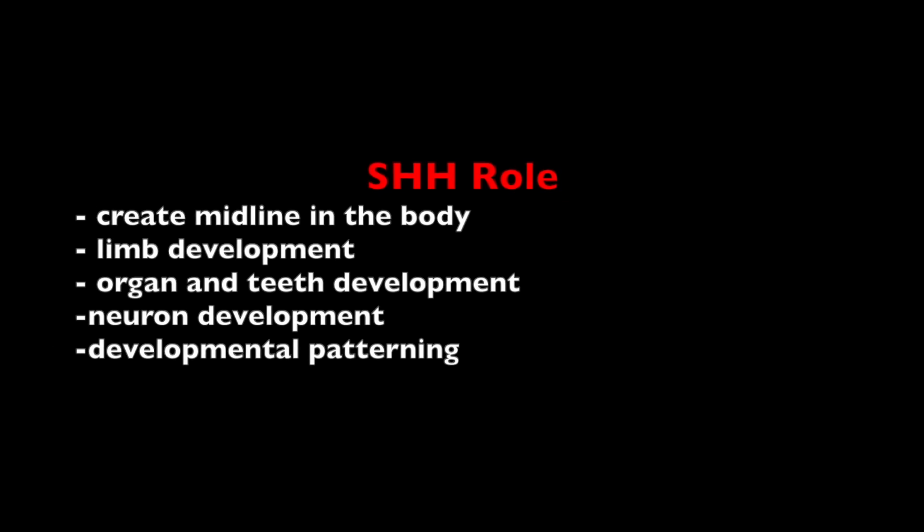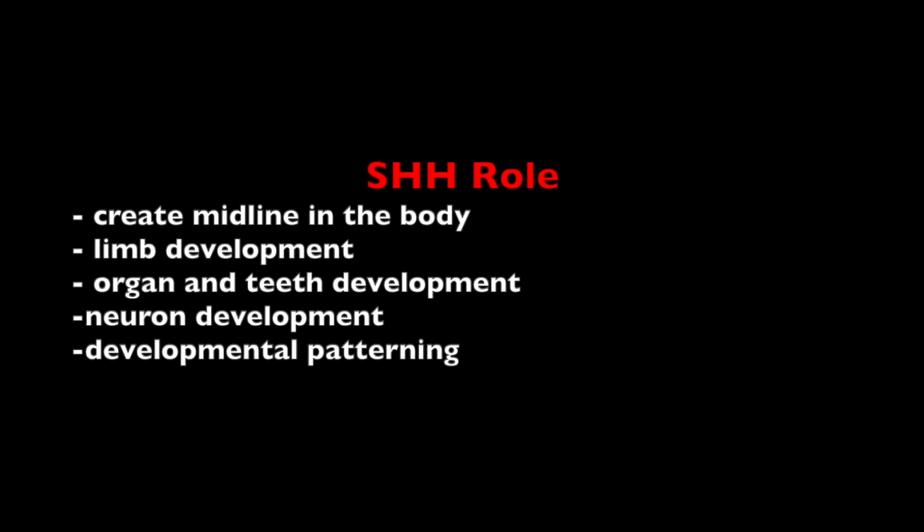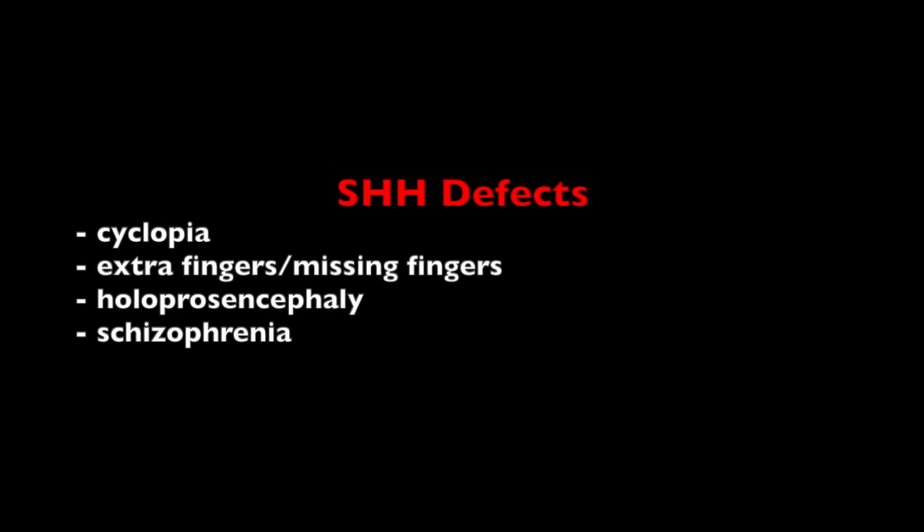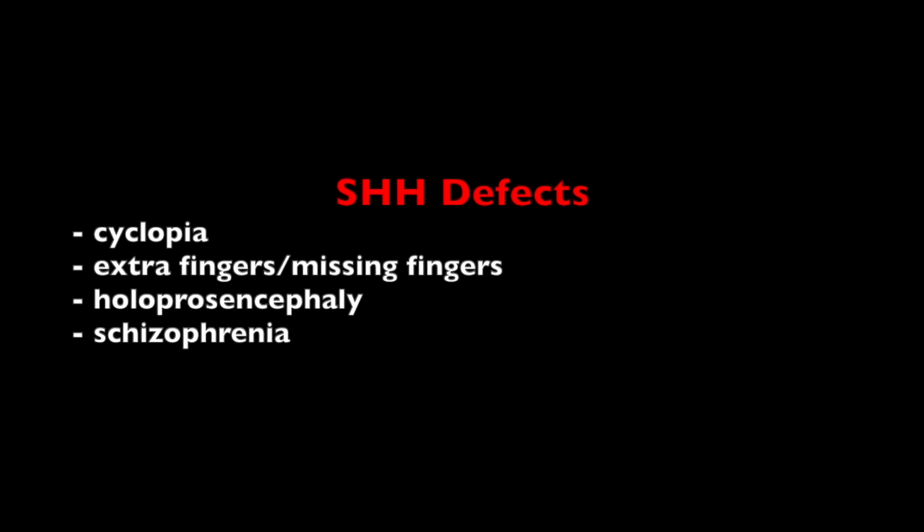Sonic Hedgehog is responsible for many things during development. Some examples are creating a midline in the body, limb development, organ and teeth development, neuron development, and developmental patterning. Some examples of birth defects caused by the overproduction or the absence of Sonic Hedgehog are cyclopia, extra fingers or missing fingers, holoprosencephaly, and schizophrenia.